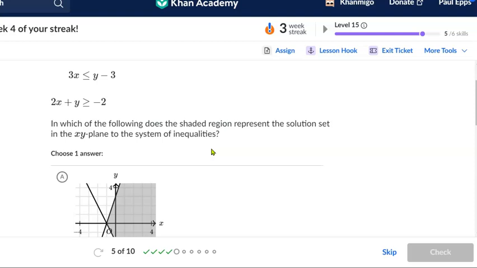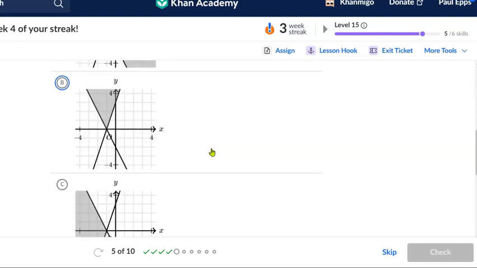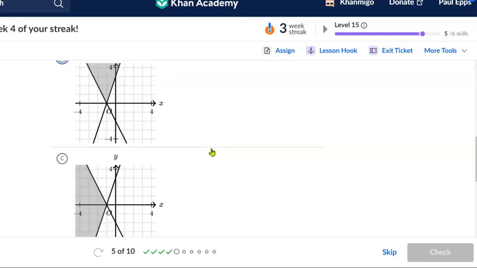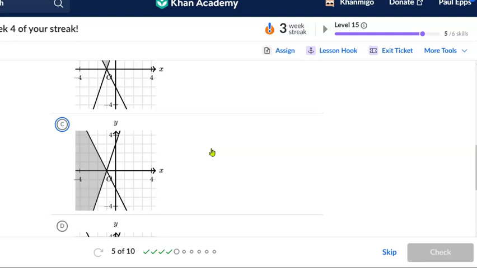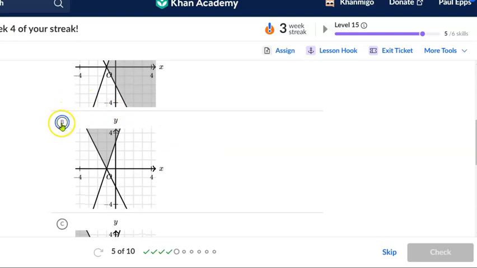Now let's put back in the inequality. So y is greater than or equal to negative 2x minus 2. So again, we have to shade in above the line. B is good. It's shaded above the line. C is shaded below the line, so that isn't going to work. The only answer that is going to work here is B.